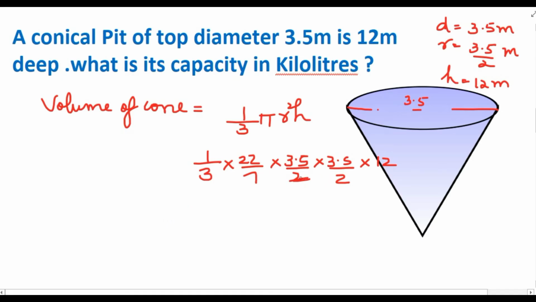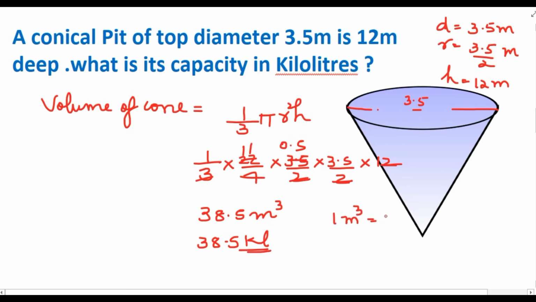We can cancel this. 4 3s are 12. Again 22 and 2, you can cancel 11, and 7 and 3.5, you cancel, you have 0.5. So 11 into 0.5 into 3.5 is 38.5 meter cube. That means in kiloliters we need to find, which is equal to 38.5 kiloliters, because 1 meter cube is 1 kiloliter.